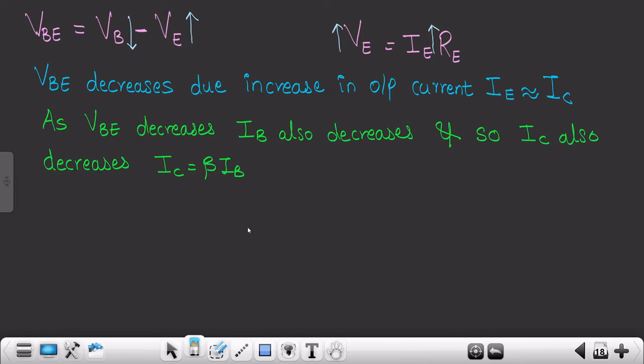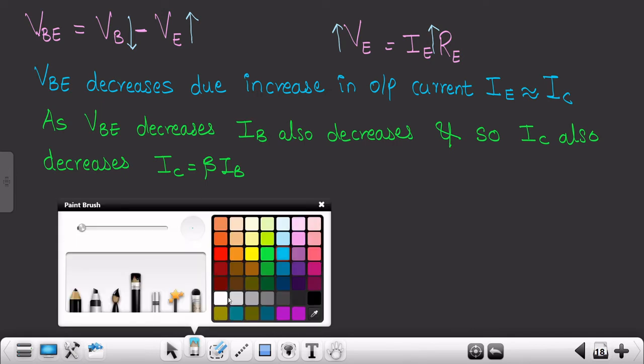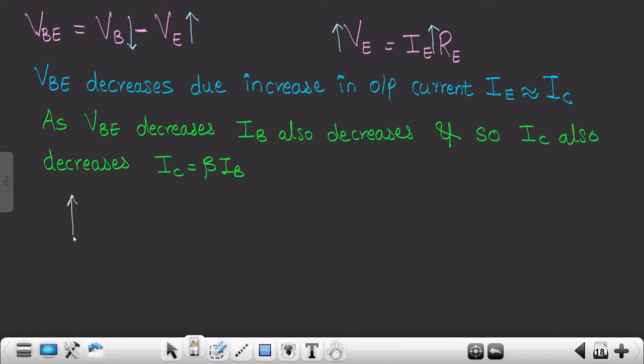What is the relationship between VBE and IB? My dear student, we had already seen this relation. If this is your VBE, this is your IB, remember the input characteristic of BJT? There we had plotted this graph, the input characteristic of BJT between IB and VB. As you can see, if my VB is increasing, my IB is also increasing. If my VB is decreasing, my IB is also decreasing. This is a non-linear characteristic, but still, just by looking at this graph, you get a clear-cut idea. There we had written in the conclusion that if the input voltage is increasing, the input current is also increasing.